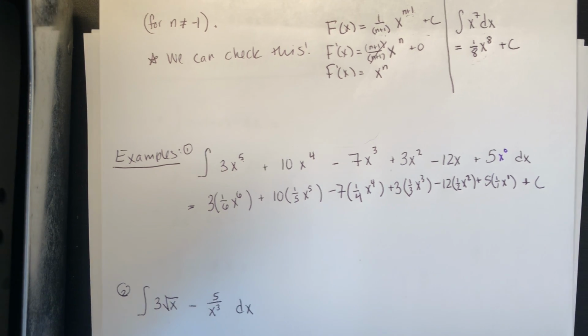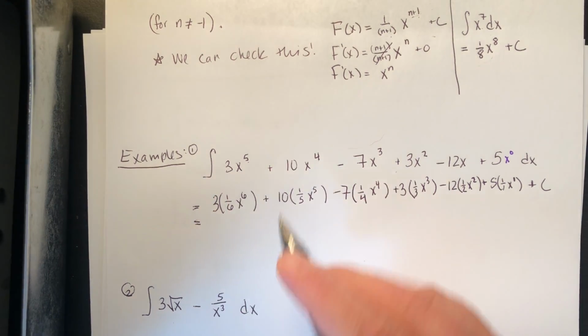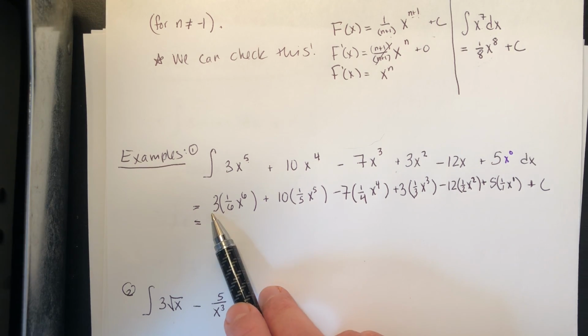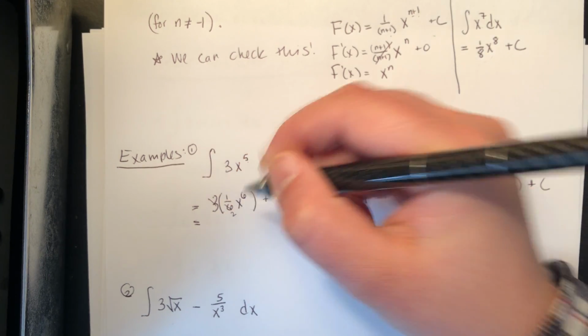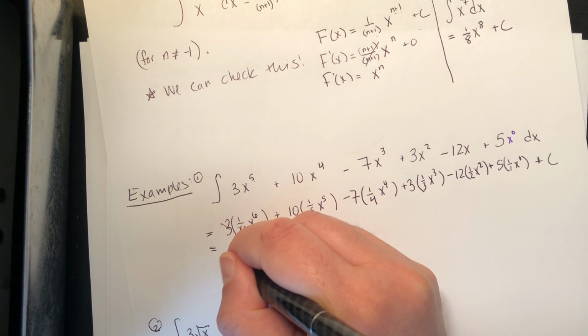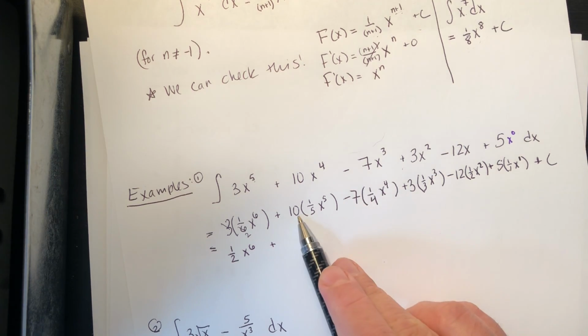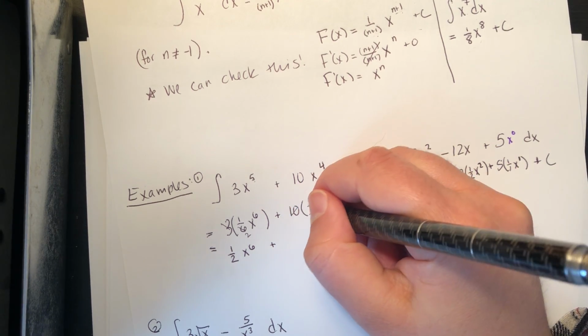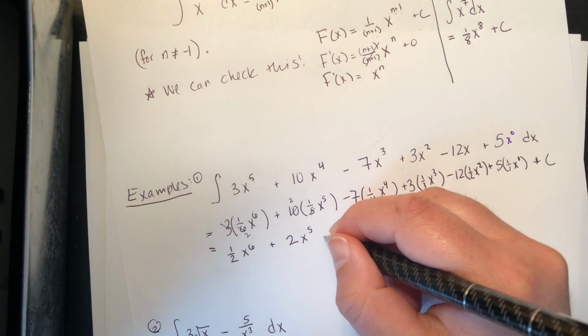Okay, cool. So let's actually go through and simplify what this is. Multiplying things through. In our first term, we have 3 times 1/6. We can cancel out a factor of 3 here and just be left with 1/2 x to the 6th power, plus 10 times 1/5. We can cancel out a factor of 5 and just be left with 2x to the 5th power.